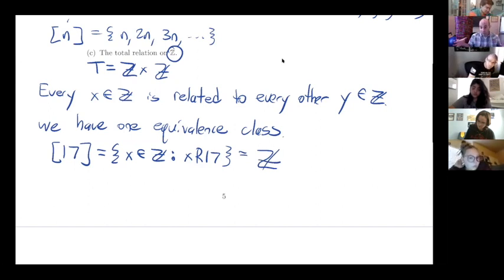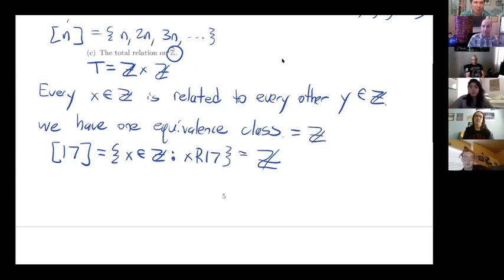Since here, we only have one equivalence class. So if we only have one equivalence class and it's giving us a partition, it better contain everything, right? Which it does. So when you have a total relation, it's a really boring relation. You only get one equivalence class and you get a really boring partition of the set. Just here's one set. So here we could describe the equivalence class as just saying it's everything in the set.